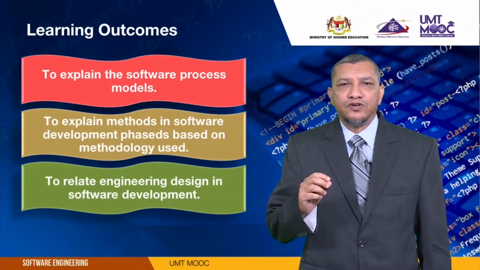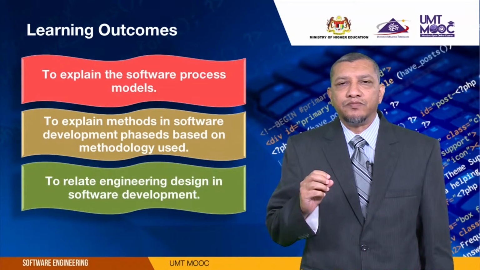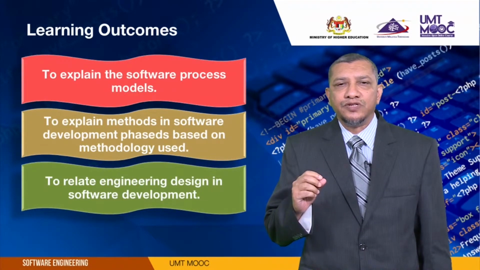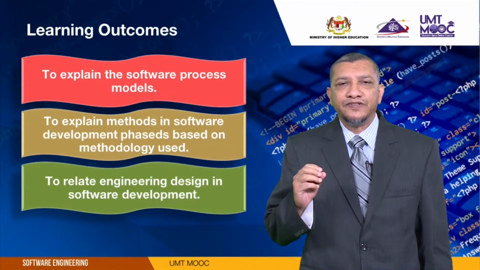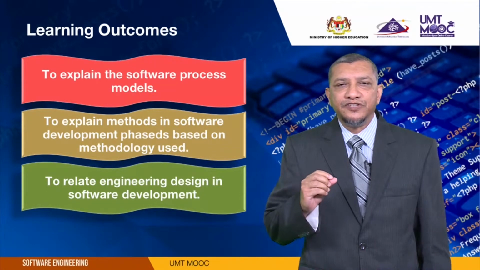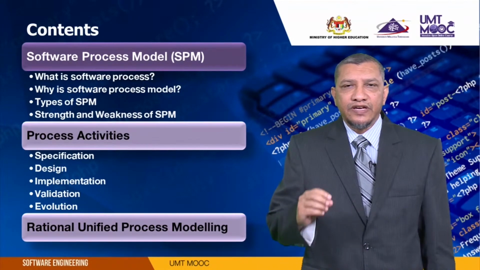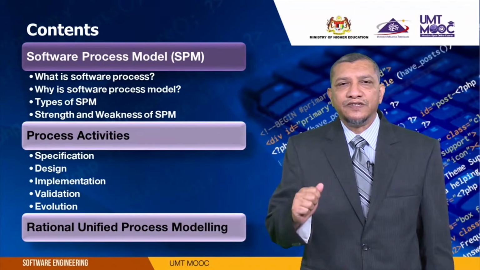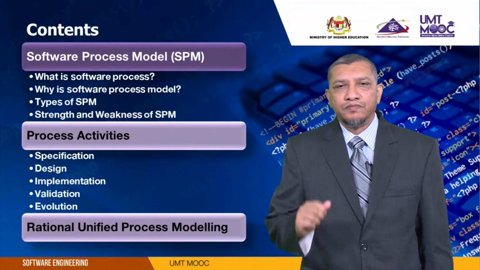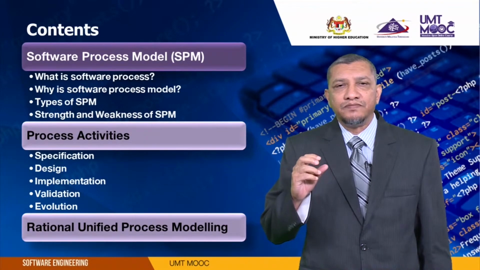At the end of the course, students are expected to be able to explain the software process model, understand the use of process model in the software development phase, and relate engineering design and software development. We divided the explanation into 3 categories. First, software process model. Second, process activities. And the third one, rational unified process modeling.